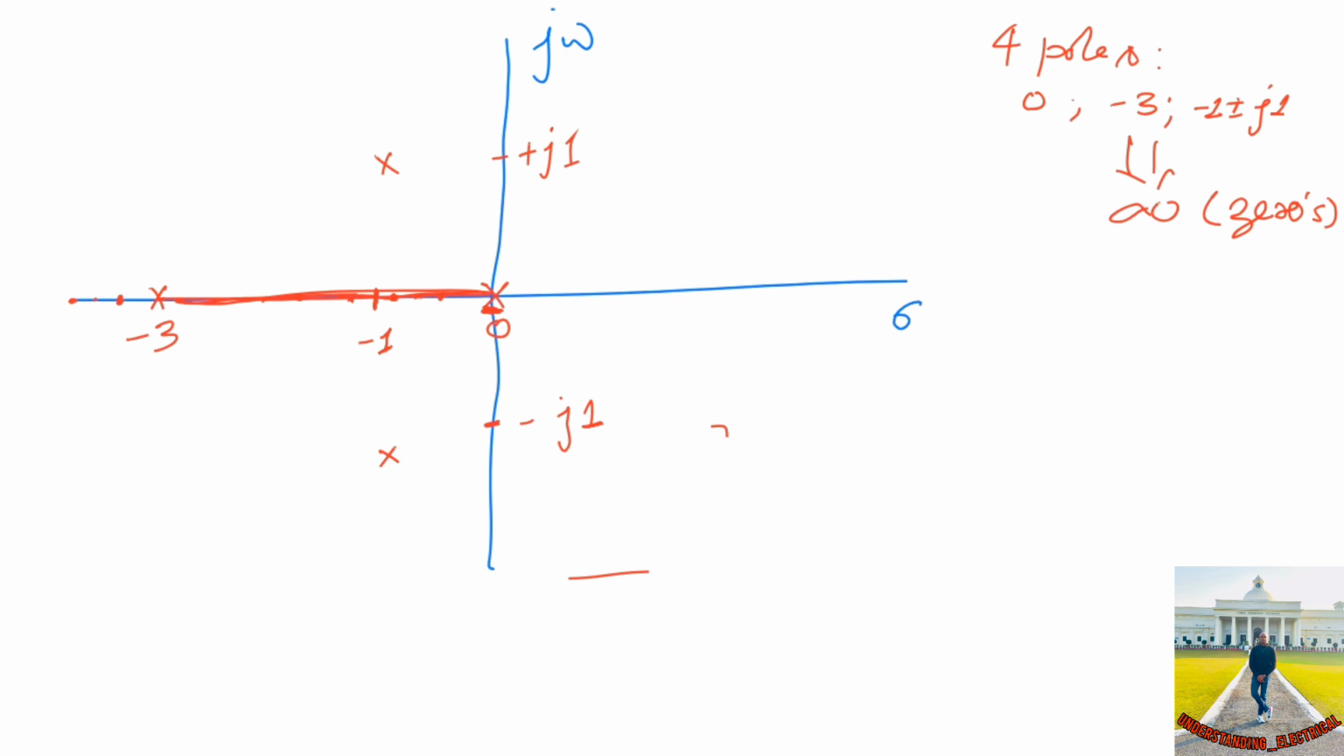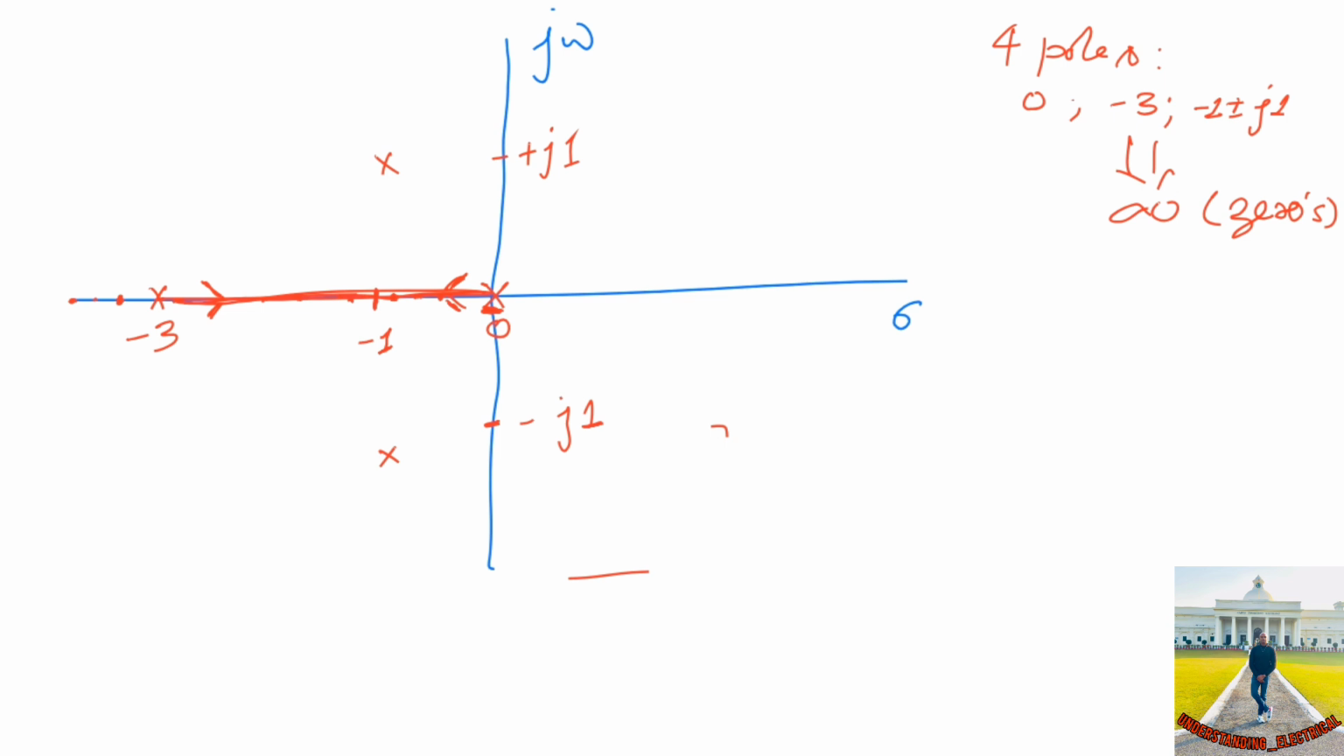On the real axis, this part is the root locus part, and let's say these two poles are like this, so these two poles are traveling towards each other, or converging towards each other. So now one thing is clear: we are going to have the breakaway point, because two poles are converging towards each other. So let's find out the breakaway point.